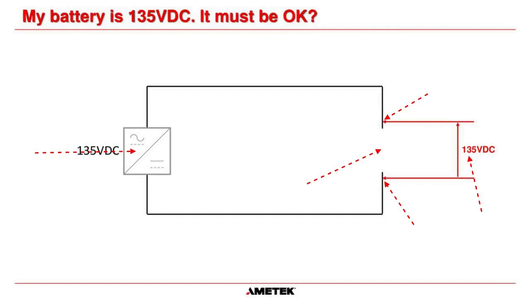So for somebody to say that I'm measuring 135 volts at my positive terminal and my negative terminal means that my battery is okay, hopefully you can now see that that is not the case, because you could remove that battery. You're still going to measure 135 volts DC, because that's actually the charger voltage. Okay?